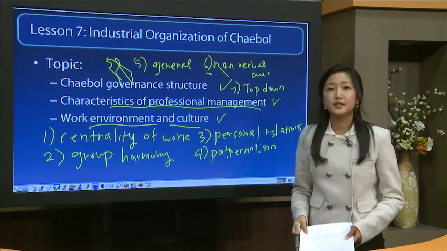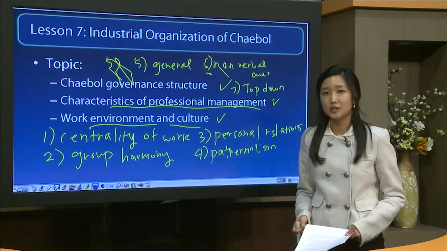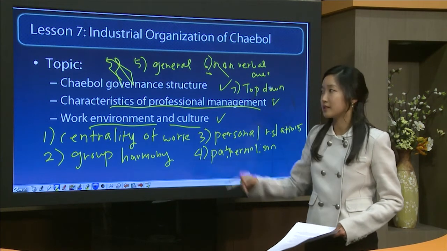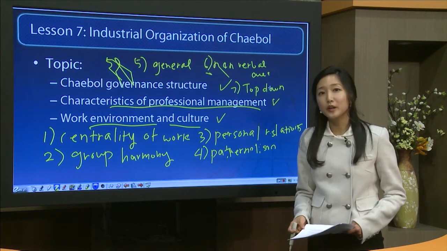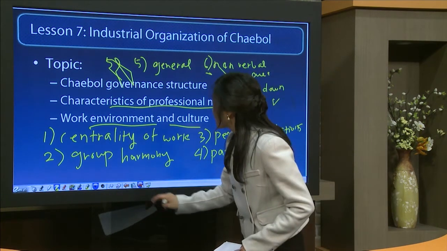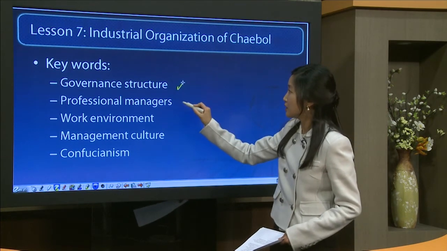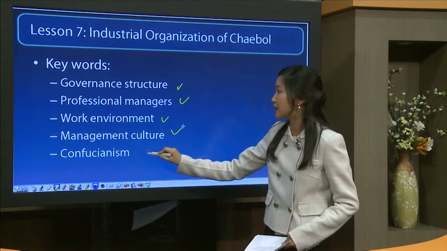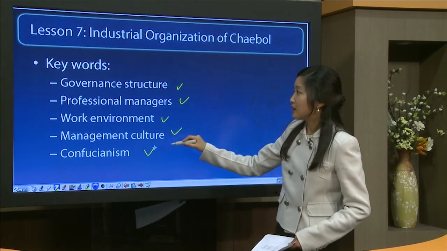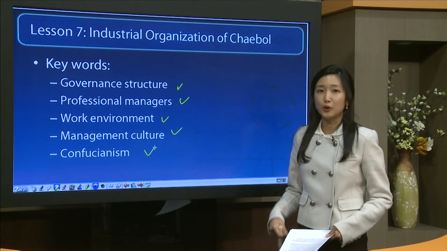By the end of this lesson, you will have gained an extensive understanding of the industrial organization of the Korean chaebols, as well as the work environment and culture. When going through the reading materials, please take note of the following keywords: governance structure, professional managers, work environment, management culture, and Confucianism. These 5 words should be the benchmark and the guideline through which you go through the reading materials and lecture notes.